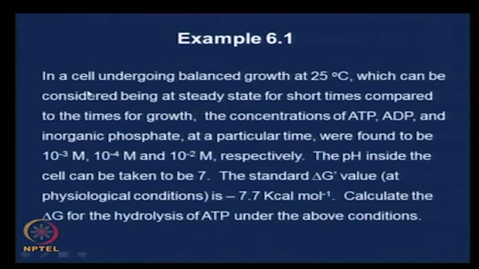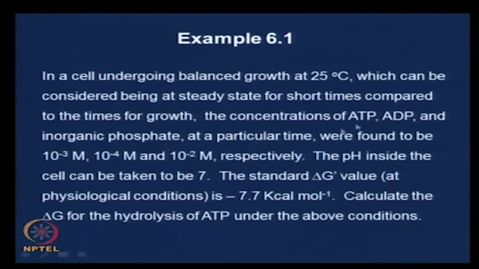This is in the context of course biosystems. In a cell undergoing balanced growth at 25 degrees C, which can be considered at being at steady state for short times compared to the times of growth, the concentrations of ATP, you recall what ATP is, adenosine triphosphate, the energy currency of the cell. ATP, it is a nucleotide, if you recall the type of molecule. ADP, adenosine diphosphate, and inorganic phosphate. I am sure now you recall the relationship between ATP, ADP and inorganic phosphate from your biochemistry course.